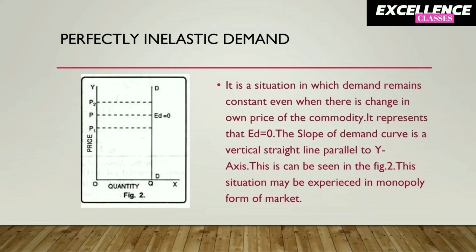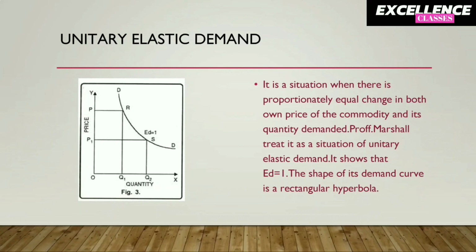Monopoly is a form of market where there are large number of buyers but a single seller. Due to the unavailability of more sellers and less competition, the demand remains constant and represents a vertical straight line curve. The next one is unitary elastic demand.